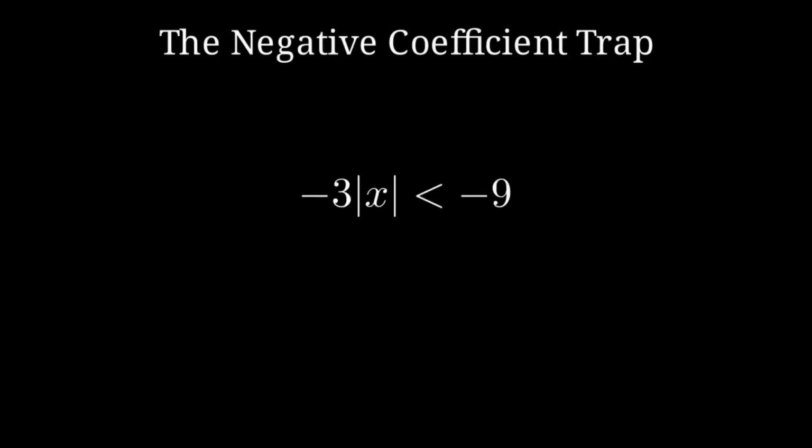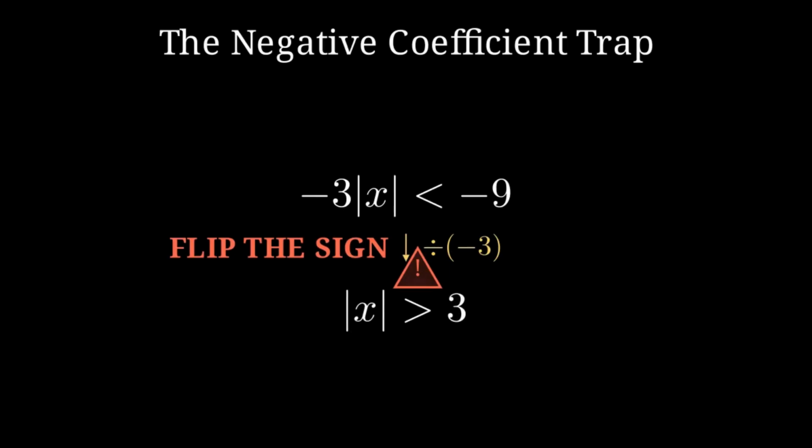Watch out for negative coefficients. If you divide or multiply by a negative number to isolate the absolute value, you must flip the inequality sign. Forgetting this step is the most common error in algebraic transformations.